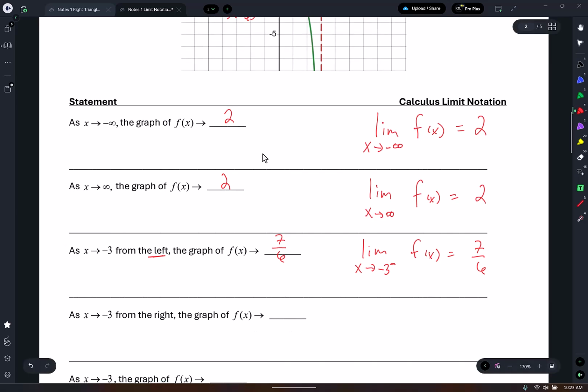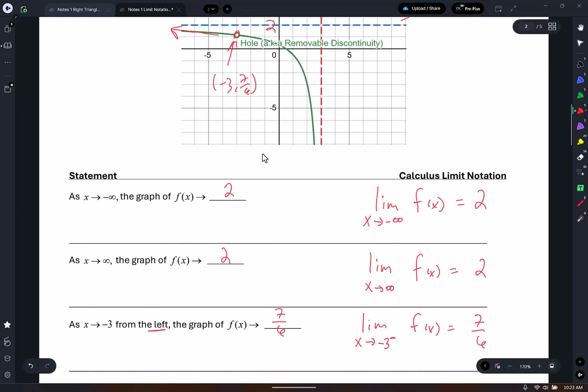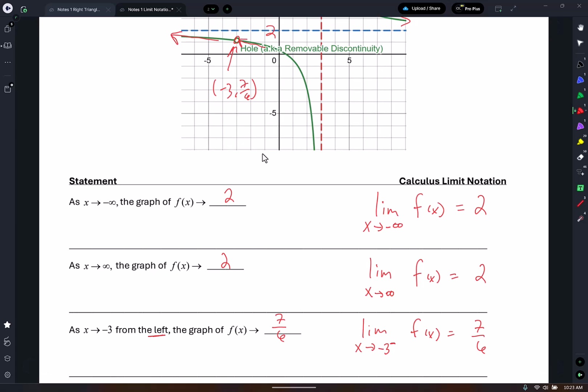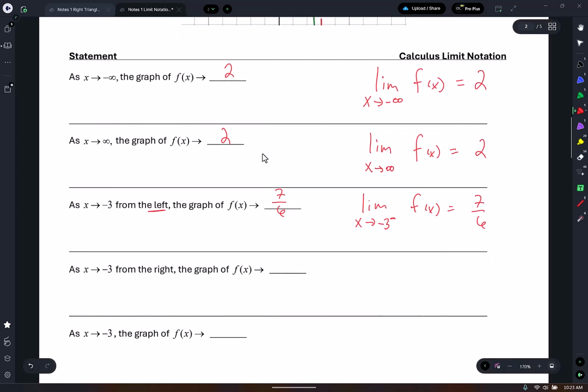Okay. As x approaches negative 3 from the right, I'm approaching that same y value, so 7/6. I write the limit as x approaches negative 3 from the right, so put a little plus symbol, of this function. You can also write the rational function, rational expression, but it's easier to just write f of x. Because the left, I'll slow down.